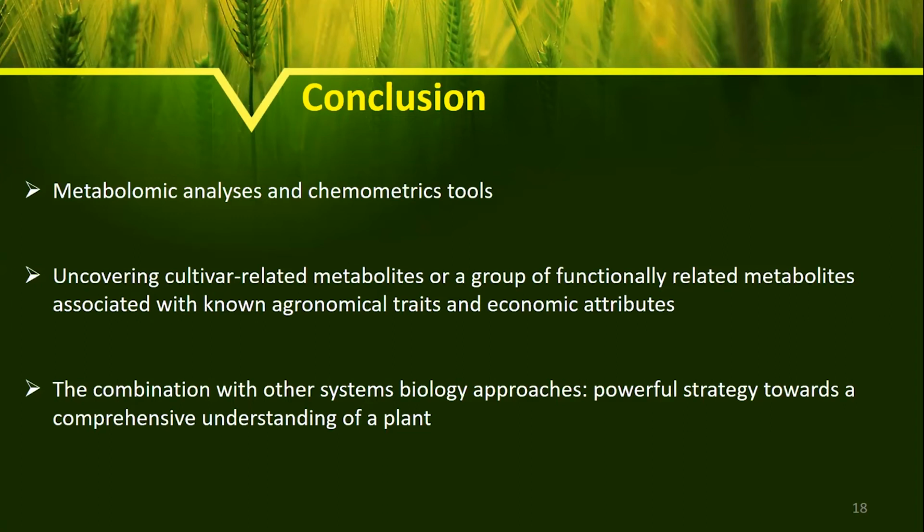That are genetically related and also not non-related. I'm covering cultivar-related metabolites or a group of economic attributes that would provide additional knowledge that can be useful for breeders in the selection process and development of new cultivars. Although metabolomics provides very insightful information, the combination with other systems biology approaches constitutes a powerful strategy towards a comprehensive understanding of a plant.